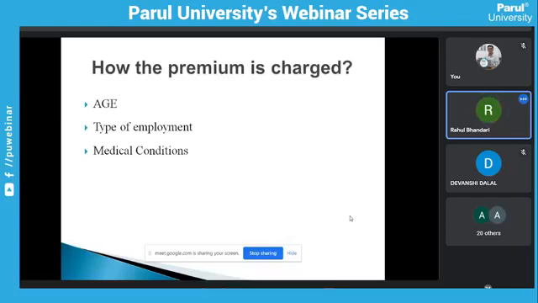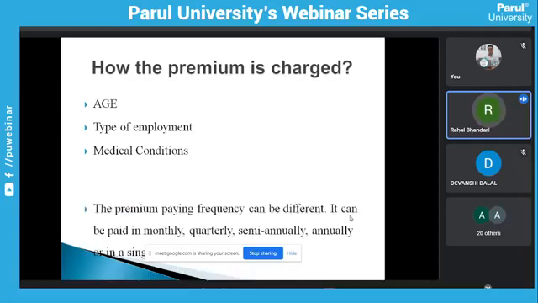And smoking always kills. Your chances of getting cancer are much higher compared to Mr. Himanshu. So for that reason we are charging a higher premium. Talking about how the premium is charged, yes, the premium is charged on the basis of age, employment type, and medical condition.